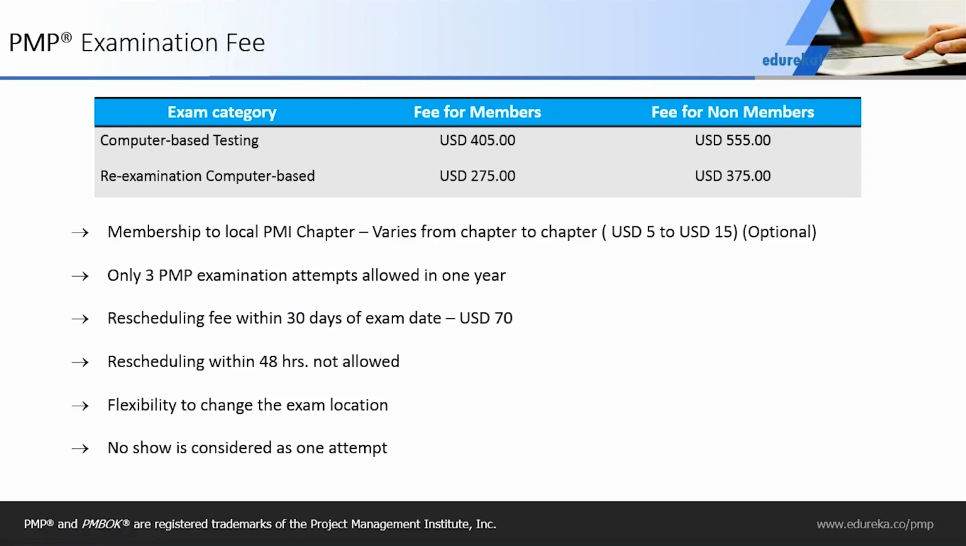So if you take PMI membership before you apply for the examination, then you need to pay $405 as the PMP examination fee. Okay. If you are not a PMI member, and you have not taken a PMI membership earlier, and you straight away want to pay just the examination fee without becoming a member, then it is going to be $555. Okay. The difference is of $150 only, but being a member of PMI has its own advantages and benefits.